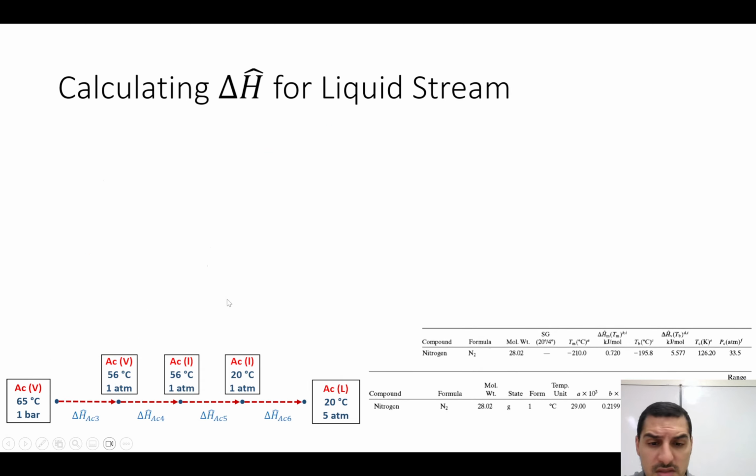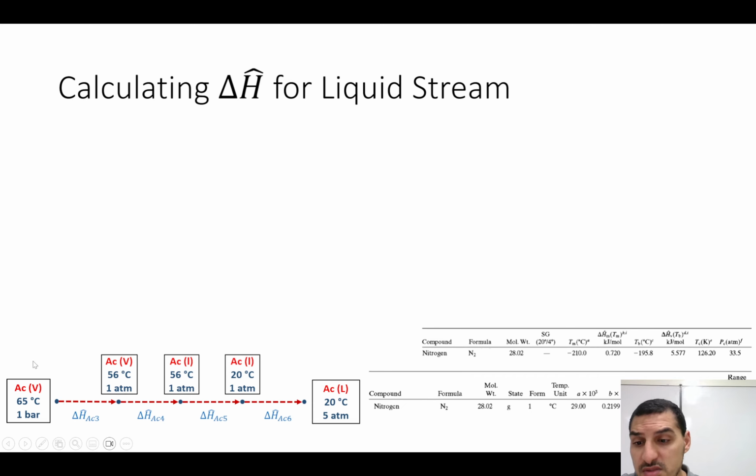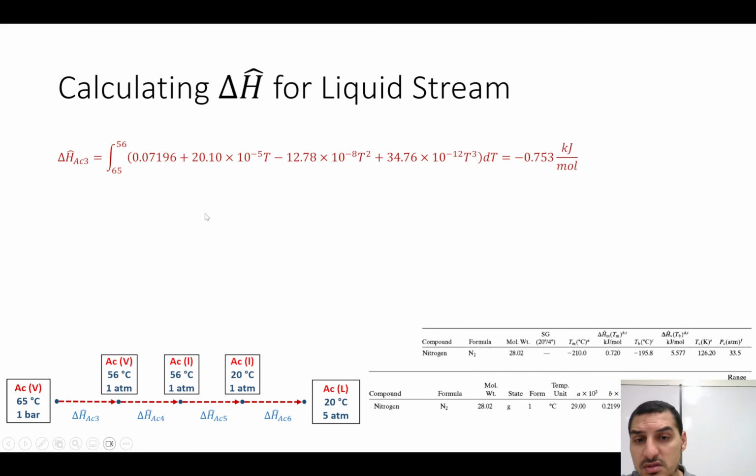I think I put the wrong values here, but anyways, this should be the acetone constants. So we have the enthalpy of acetone in 4 steps. The first is going to be the change in temperature of liquid acetone. So we're going to put the constants of liquid acetone, vapor acetone, from 65 to 56.